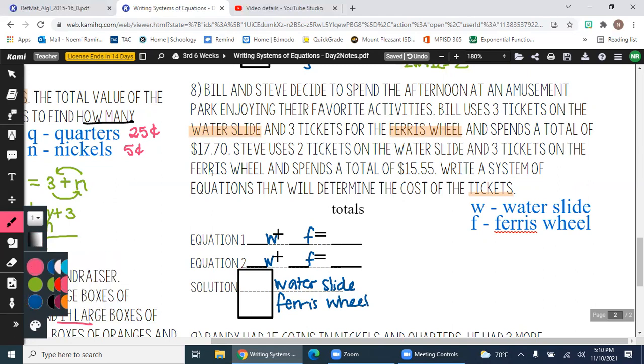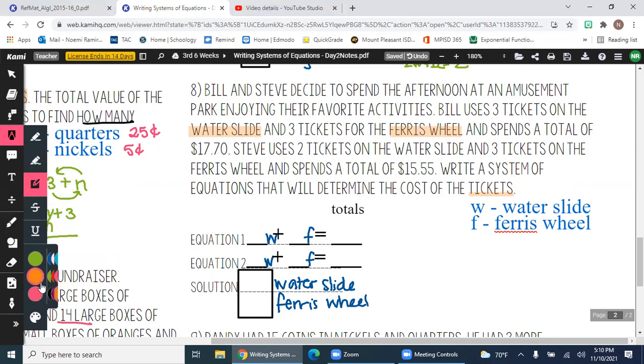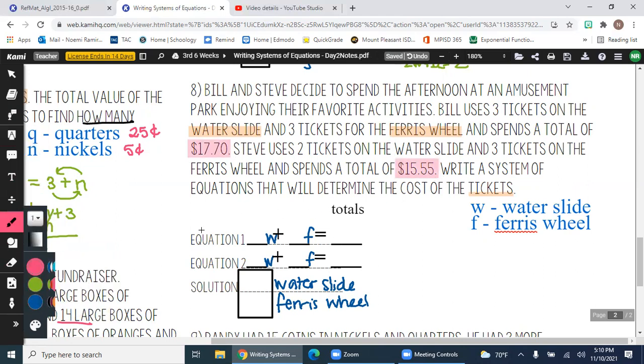Okay, and find those totals. Now in this one, we do actually find two totals, which is 1770 and 1555. Both of those totals represent a dollar amount. Remember, I told you guys, if your totals represent a dollar amount, 100% your numbers are going to be there, unless we're talking about coins.